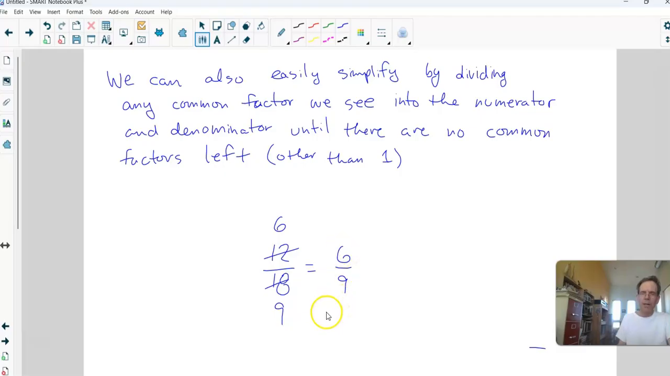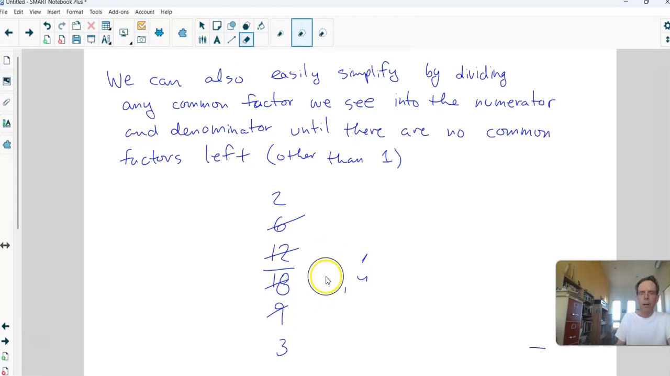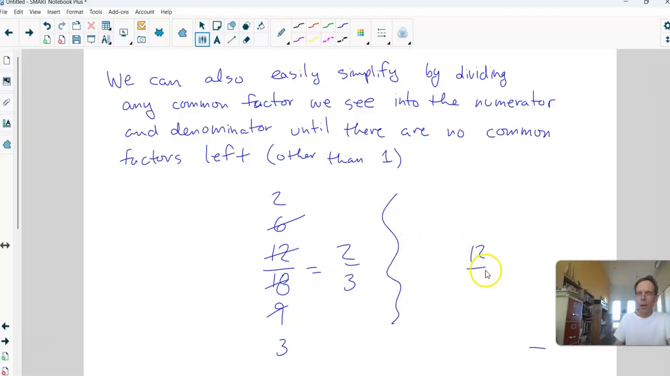But there's still a common factor of 3. So I probably wouldn't even have written this. I would have kept going. I would have said, okay, 6 is divisible by 3. That's 2. 9 is divisible by 3. That goes in 3 times. And I can't find any other common factors for 2 and 3 other than 1. So the answer is 2/3. Another way to do this would have been, okay, we've got 12/18. I see that 6 goes into both of these numbers, right? So 6 goes into 12 two times, 6 goes into 18 three times, and we're already done because 6 was the GCF.